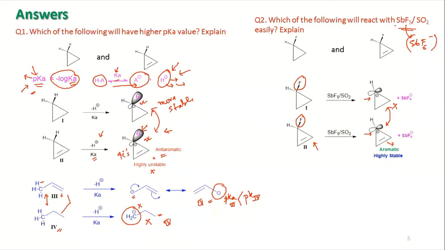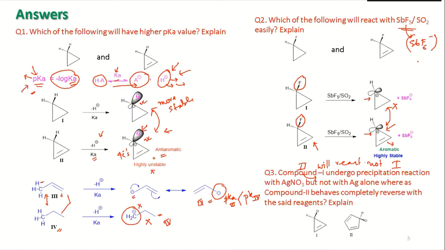So which of the following will react with this one? It is the 2 which will react. So 2 will react, not 1, because 2 can easily give up F minus to generate the corresponding cation which is highly stable. Got it? So this is your question number 2. Hope it is clear to all of you. Yes, sir.